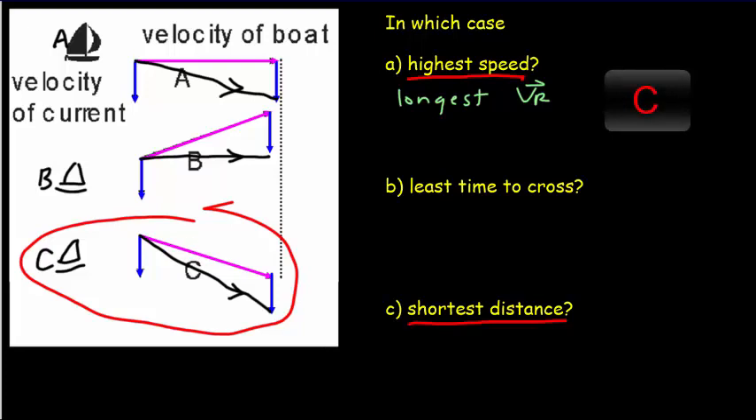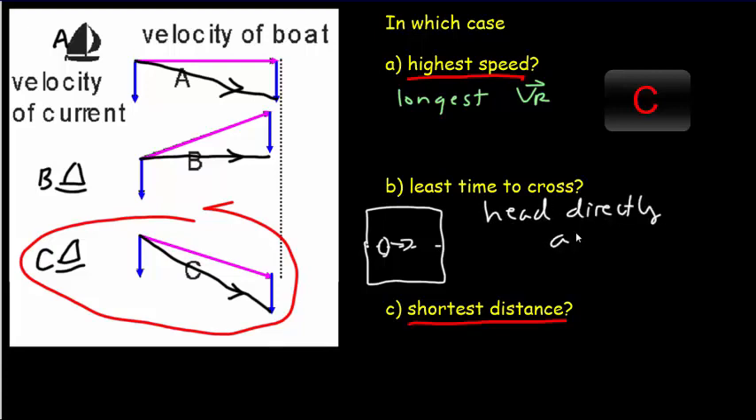Now, for the least time to cross, I think it becomes very obvious if you think about the platform itself. If you want to walk across a platform, whether that platform is moving or not, the way to get across the platform in the least time is to aim yourself to head directly across. So to get across in the least time, you want to head directly across. And so if we look over here, which one is heading straight across? Well, there's your heading right there. That's the pink vector. That's the one that's heading straight across. So the best answer there, the right answer there, is A.